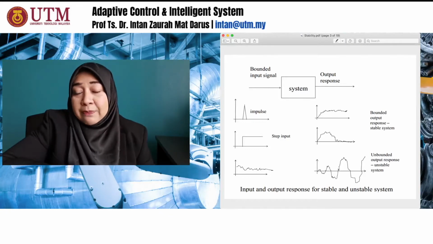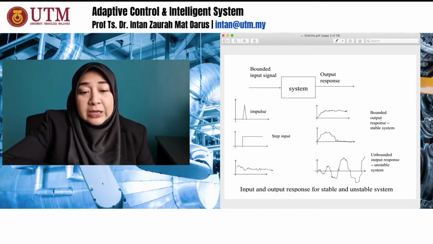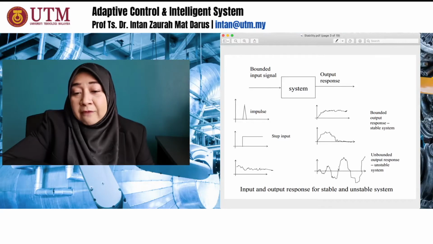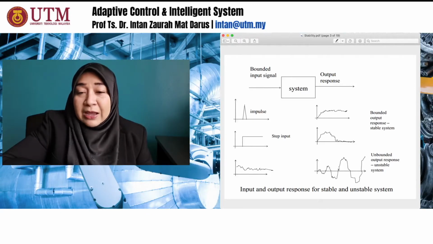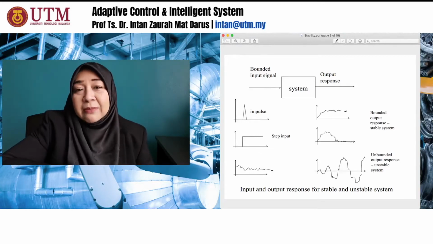Alright, this is an example of several inputs to a system that we can check the output of the response. If I apply an impulse input and the response is also a bounded response, then the system is said to be stable. For example, step input is also a bounded input, and any other input which is not growing with time, if you apply it to a system and the response doesn't increase with time, then these are said to be stable systems.